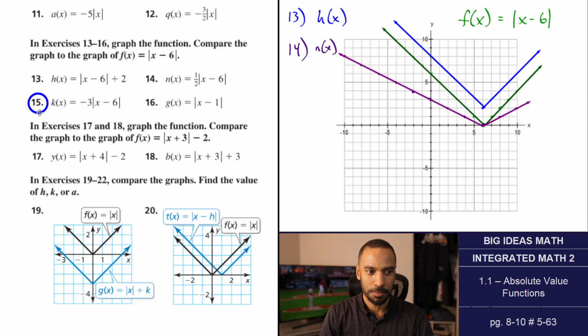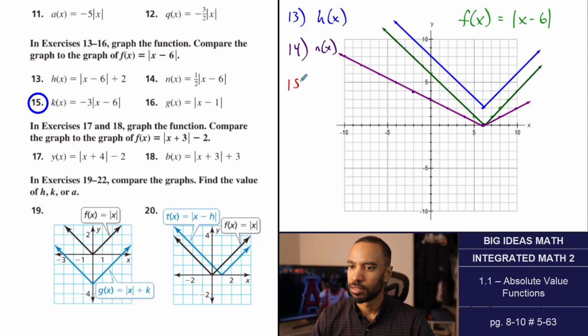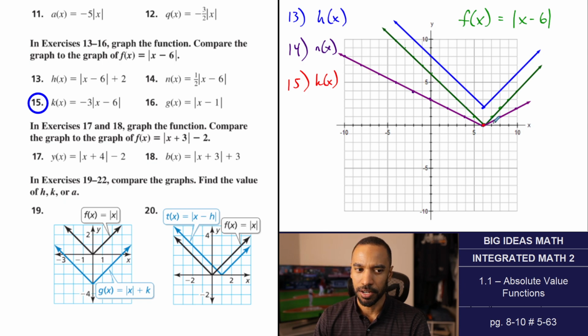Number 15, let's see, color red. 15: k of x equals -3 times absolute value of x minus 6. It once again has a vertex here.